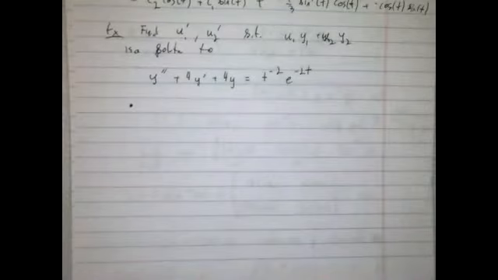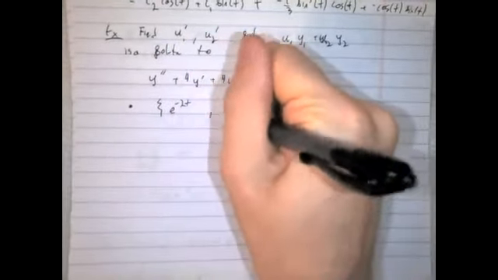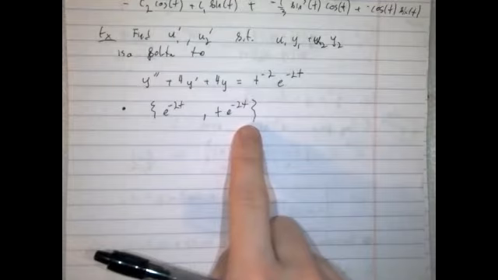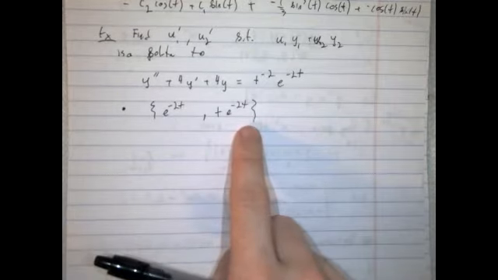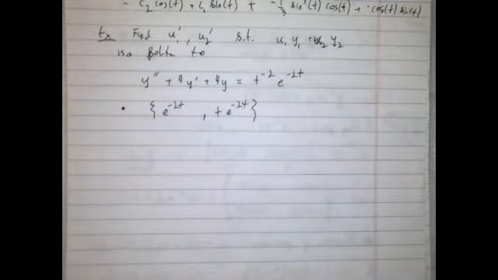So can someone tell me a set of fundamental solutions to the homogeneous piece? I got C1 e to the negative 2t plus C2 t e to the negative 2t. Yeah, exactly. This should be a fundamental system of solutions. Did you all get that? Yes. Okay. So then the next step, if we want to compute these terms, is what? Compute the Wronskian. Yeah, we need the Wronskian.